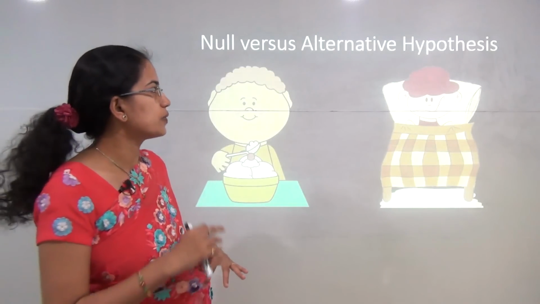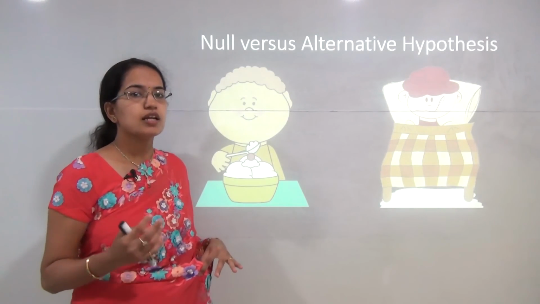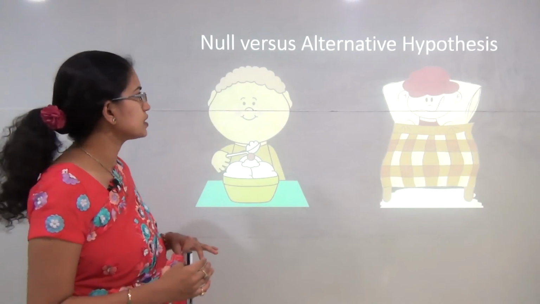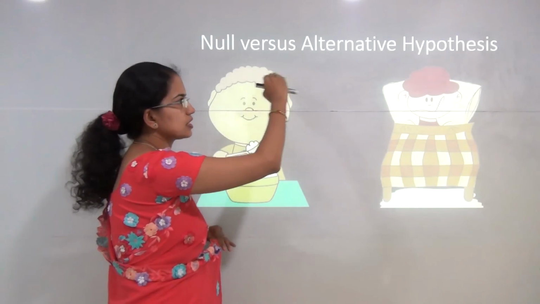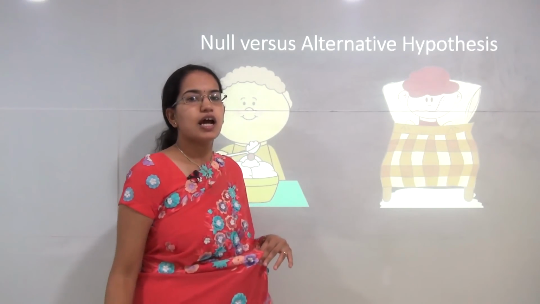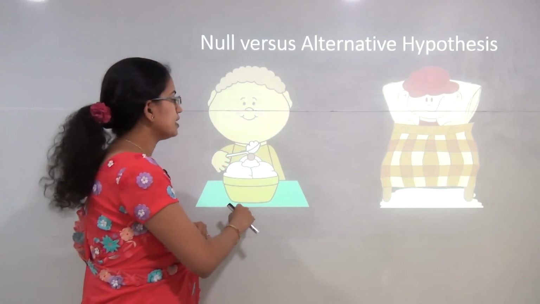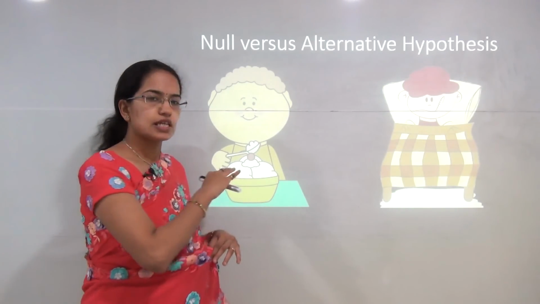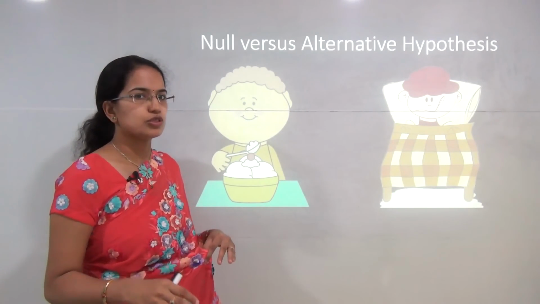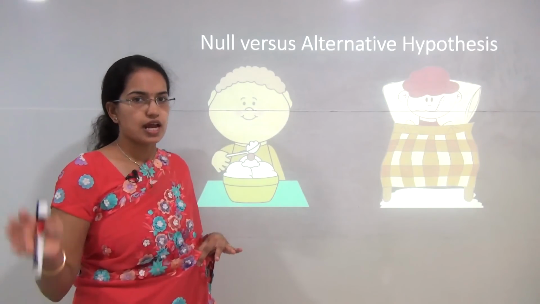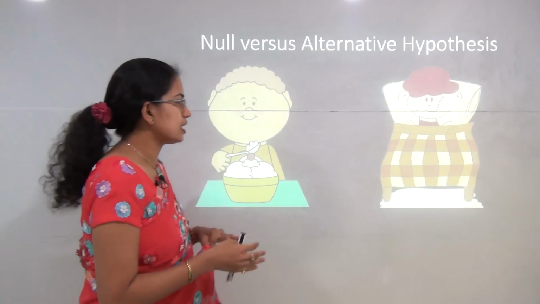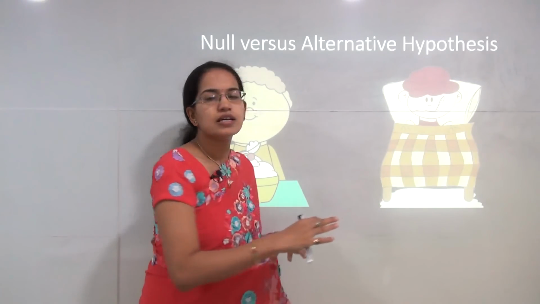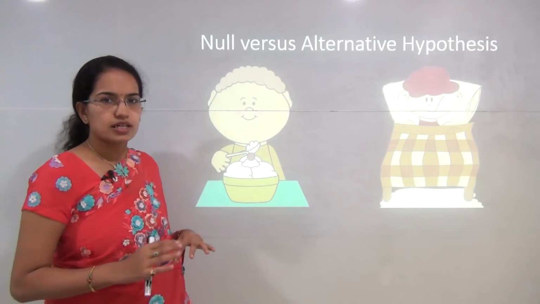Now let's do a quick recap of what we did under the hypothesis when we talked about the types of hypothesis. There we talked about the null hypothesis and alternative hypothesis, and we took a case of a child eating ice cream and running a temperature. We will be using the same example throughout this lesson also to help you understand the concept better. So let's say here again we have a child eating ice cream and later on running a temperature.